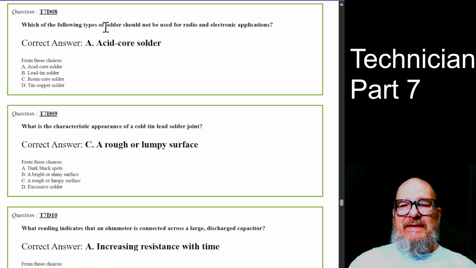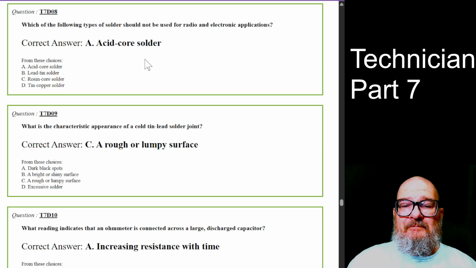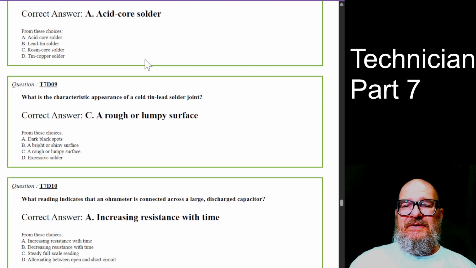Which of the following types of solder should not be used for radio and electronic applications? And that is acid core solder. Acid core solder is better suited for plumbing. We use lead solder with a rosin in the center.